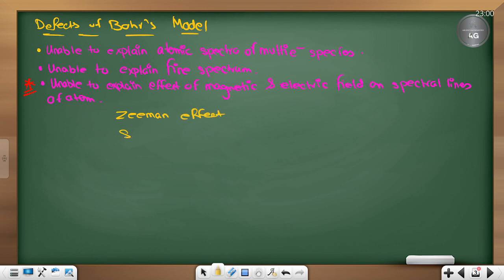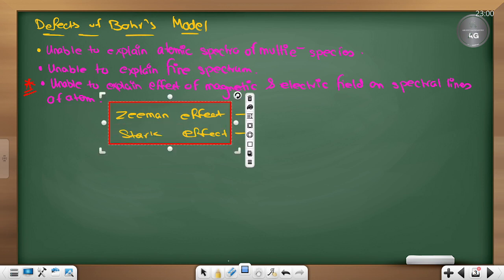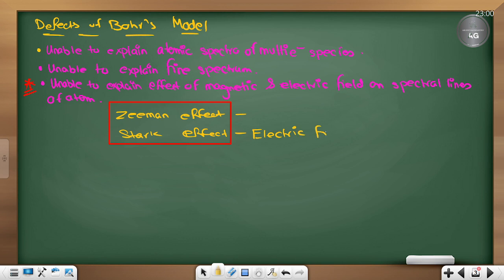And another one is Stark effect. Zeeman effect, Stark effect. The two effects are very much important and you have to memorize these two effects. One is Zeeman effect, one is Stark effect. Very, very important effects. Stark effect stands for electric field. That means this effect you will get in electric field. When you go for Zeeman effect, you will get this effect in magnetic field.